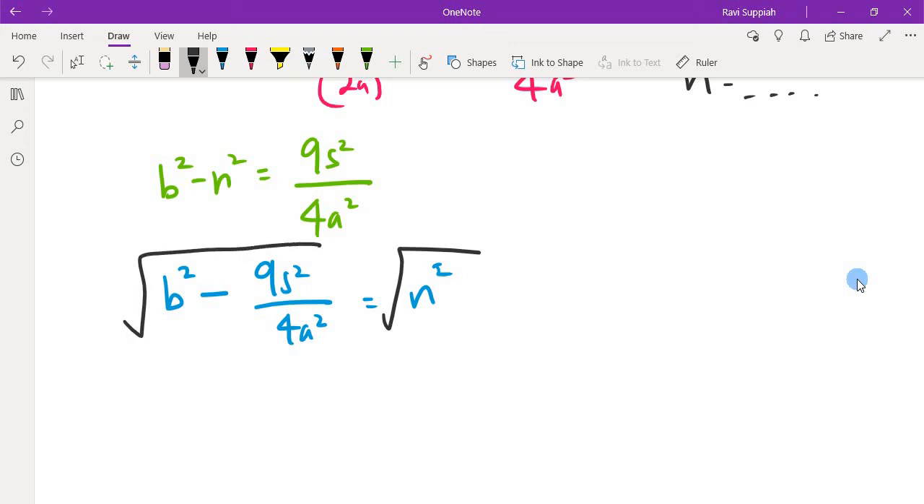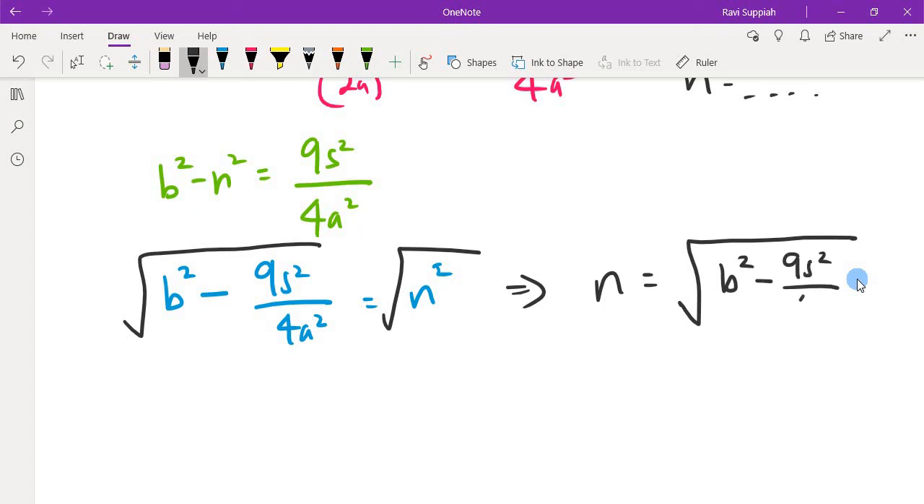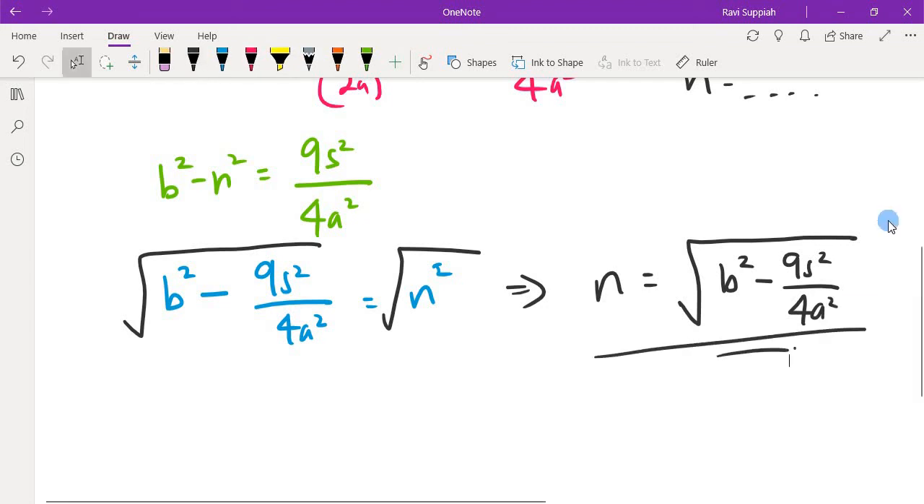So what happened is over here I'll get n, so I'm just going to put this on the left hand side: n equals the square root of b squared minus 9s squared over 4a squared. Okay, so that is the final answer for this question here. All right, thank you.